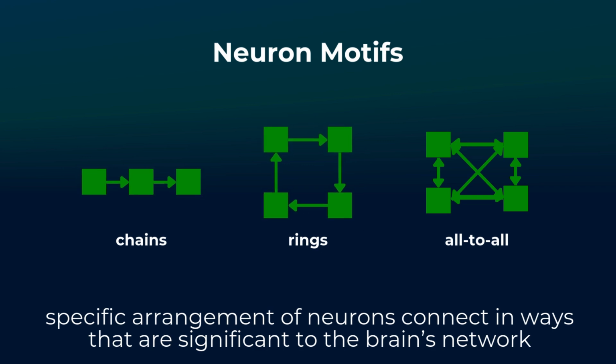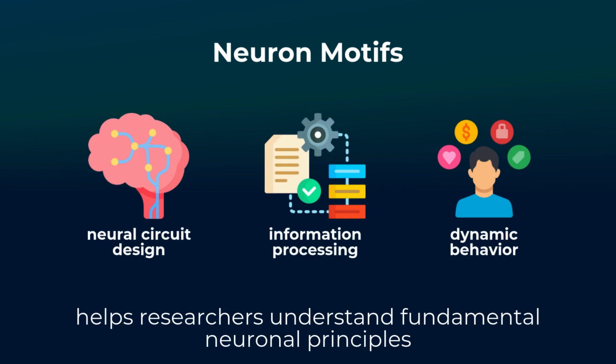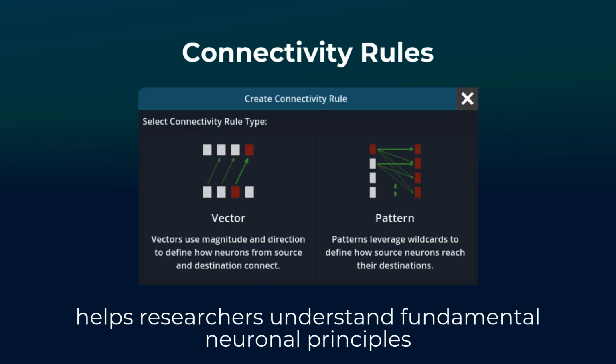Examples of motifs include chains, rings, and all-to-all connectivity among a small group of neurons. The study of motifs is part of network theory and helps researchers understand the fundamental principles underlying neural circuit design, information processing, and the dynamic behavior in the brain.